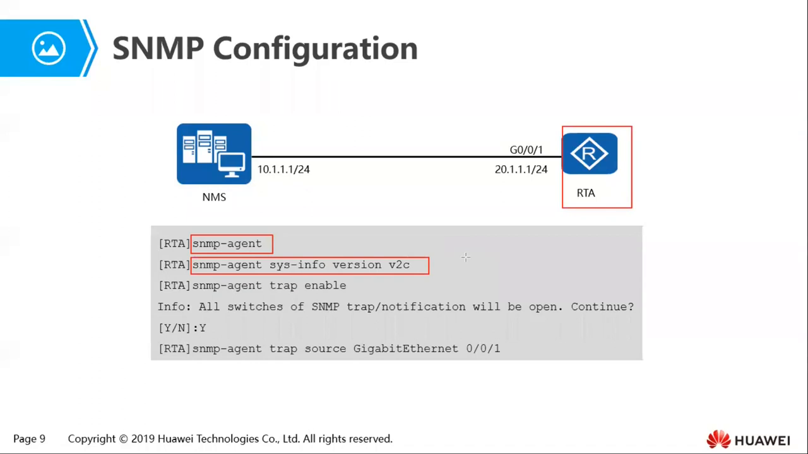By default, trap messages are disabled. So if we want to get a notification if anything goes wrong in this router, then we need to enable trap under system view. After enabling it, it's going to ask us, do you really want to do this? So just type Y for yes, then enter. Then after enabling trap, the next thing you need to do is to specify the interface via which the trap should be sent out. That interface should be the interface that actually is directly connected to your network management system. So here we configure the SNMP agent trap source as GigabitEthernet 0/0/1, which is this interface here.